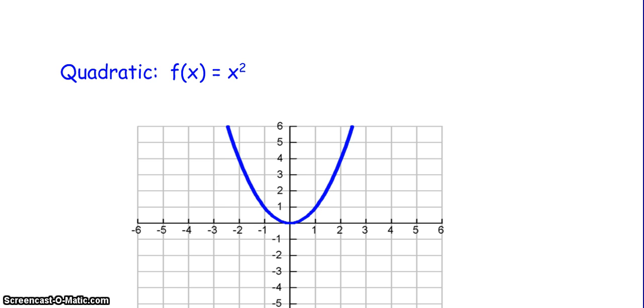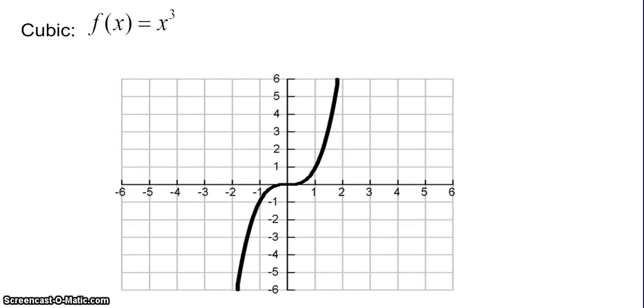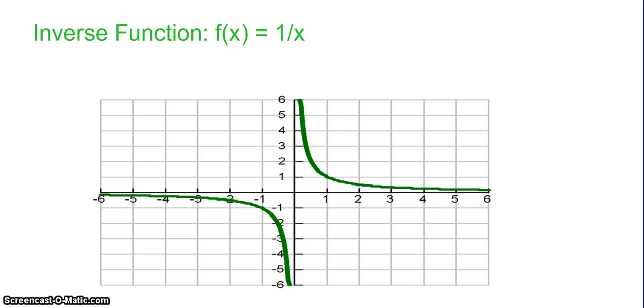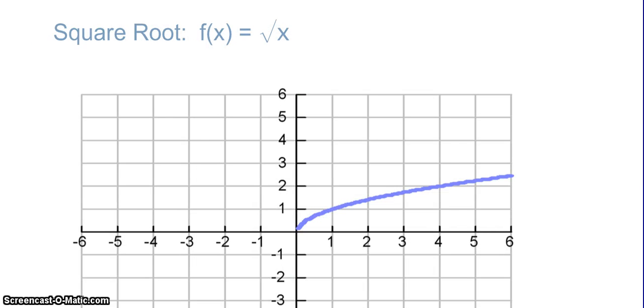Quadratic function, this is f of x equals x squared. Cubic function, f of x equals x cubed. Absolute value function, f of x equals the absolute value of x. The inverse function, f of x equals 1 over x, has a horizontal asymptote at y equals 0, vertical asymptote at x equals 0. And then the last common function we're going to talk about is the square root function.